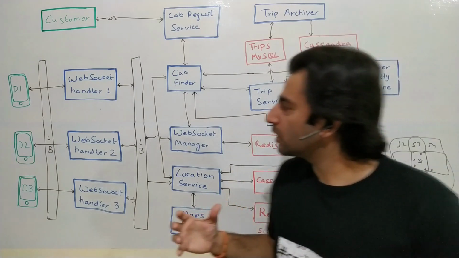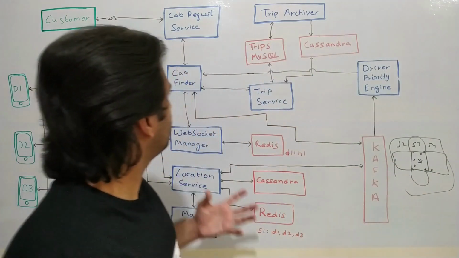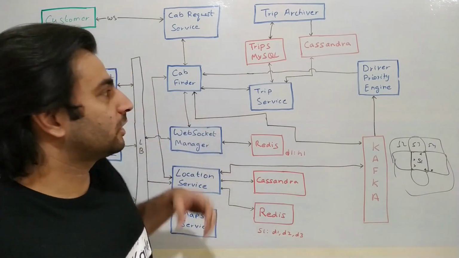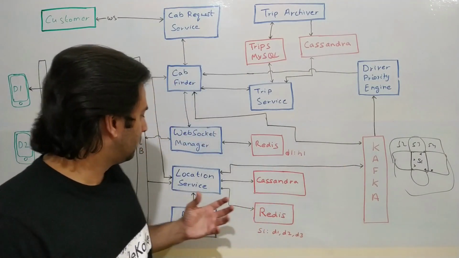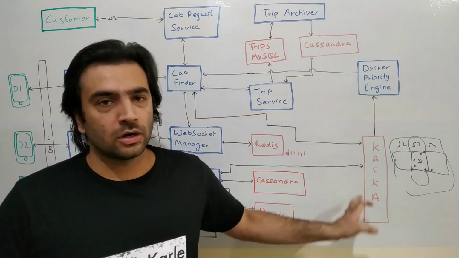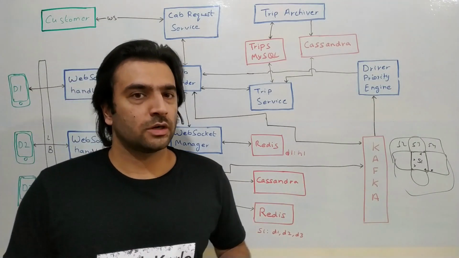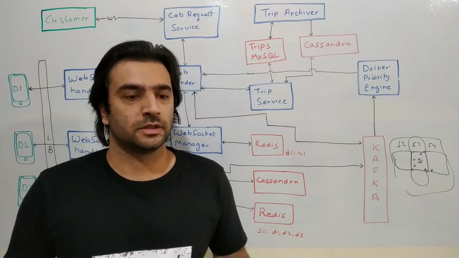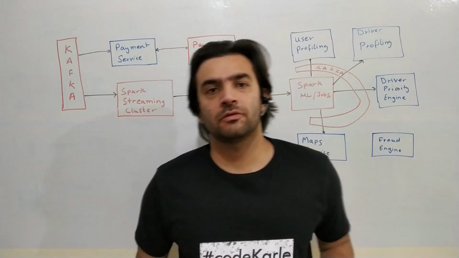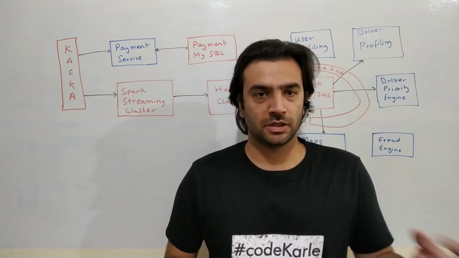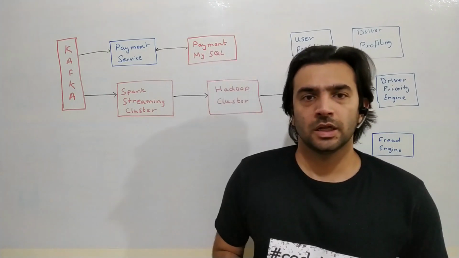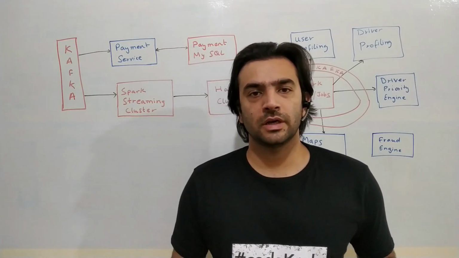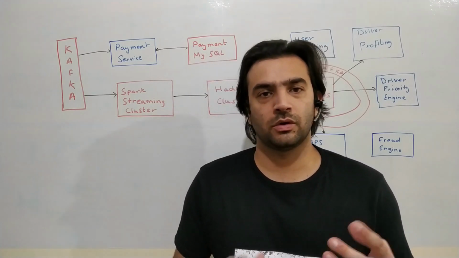Now, as part of the booking flow, we had inserted a lot of events, right? Whether cab finder was able to find a ride for the customer or not, and even the location service was putting a lot of events into Kafka. Now, let's look at how we use those events. So this Kafka is getting a lot of events like location update events, trip update events, no driver found events, a lot of things, right? Let's look at some of the use cases where we can utilize those events to our benefit.